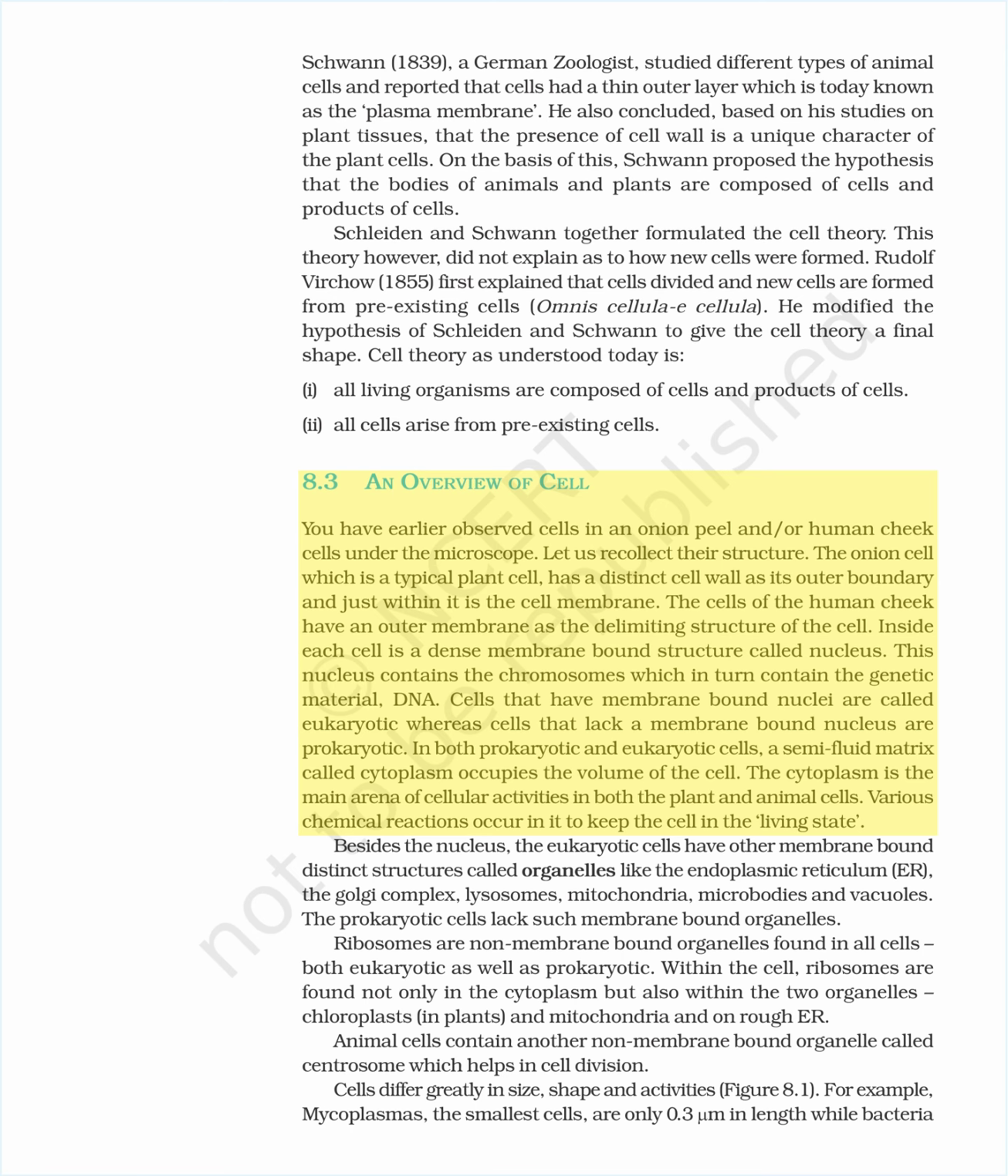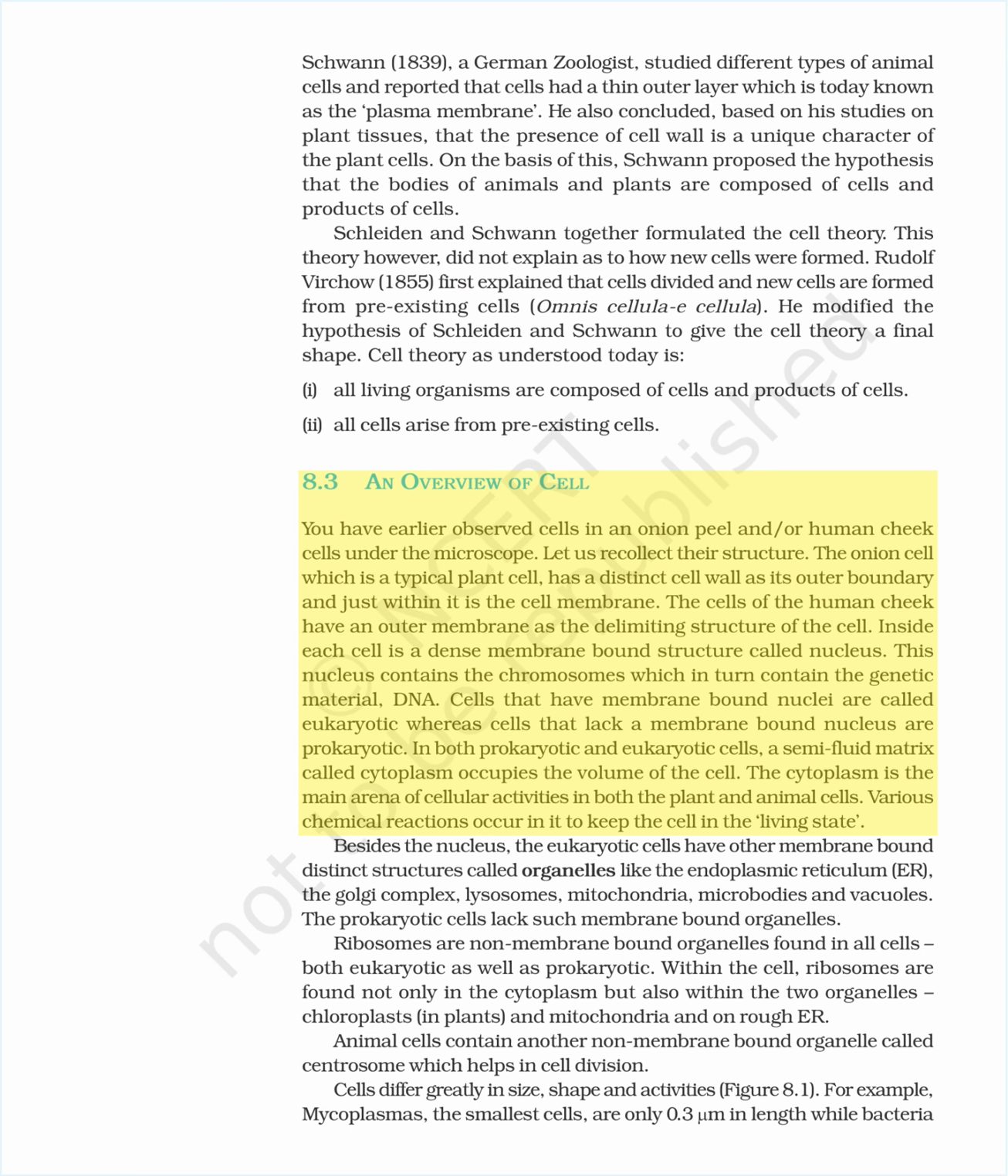The onion cell, which is a typical plant cell, has a distinct cell wall as its outer boundary, and just within it is the cell membrane. The cells of the human cheek have an outer membrane as the delimiting structure of the cell. Inside each cell is a dense membrane-bound structure called nucleus. This nucleus contains the chromosomes, which in turn contain the genetic material, DNA.